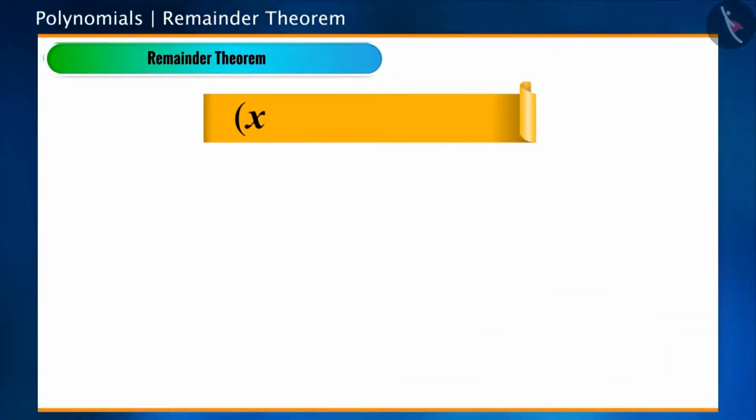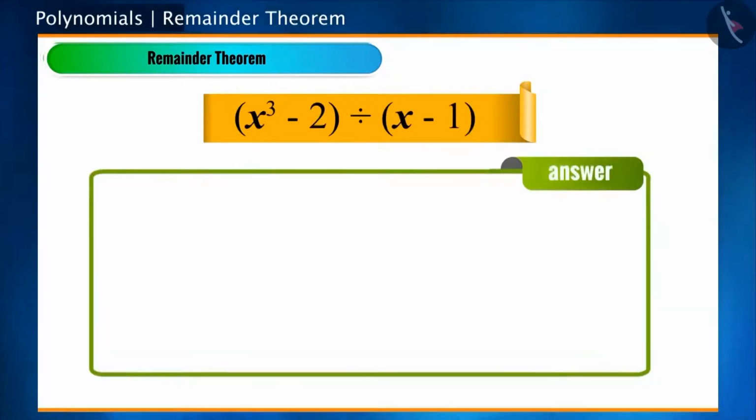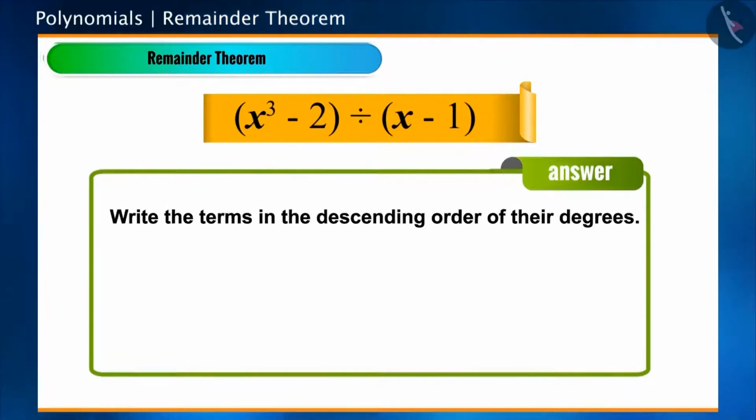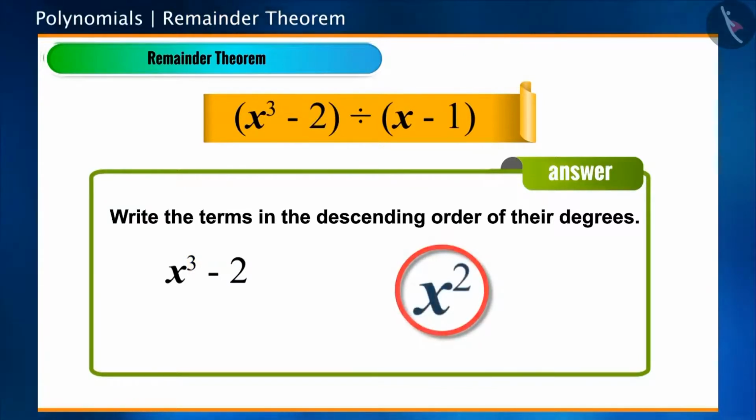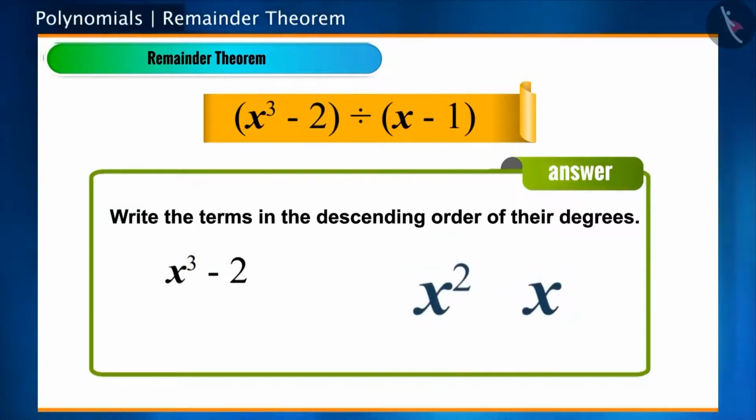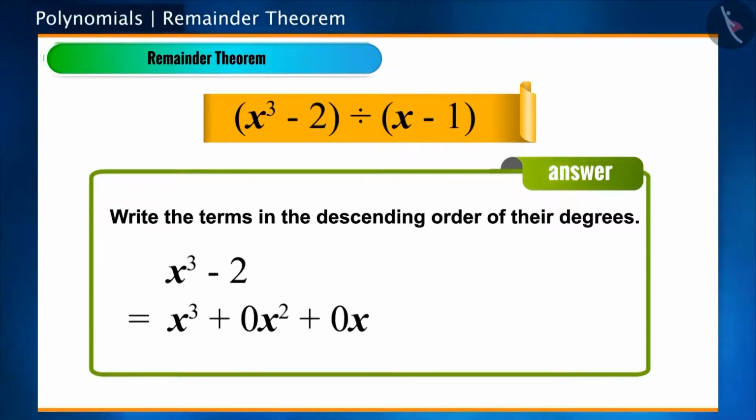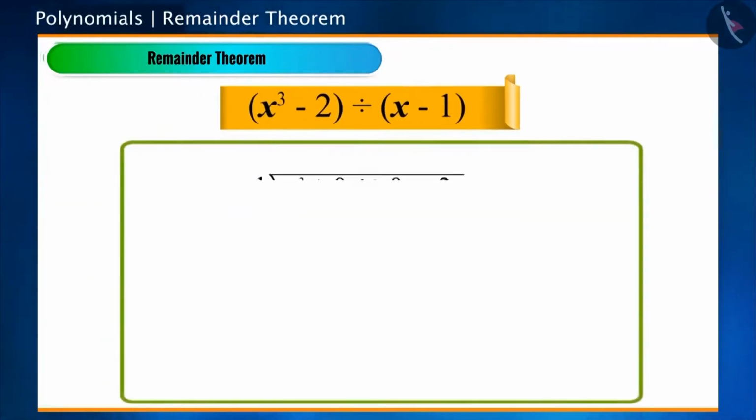Divide the polynomial x cube minus 2 by a linear polynomial x minus 1. What are we doing first? Let's write the polynomial in the descending order of its powers. Is the polynomial in descending order here? Yes, but if we look closely, we will notice that terms with x square and x are missing. In such a situation, we can write those terms by taking their coefficient as 0. And now, solving this would be easy.